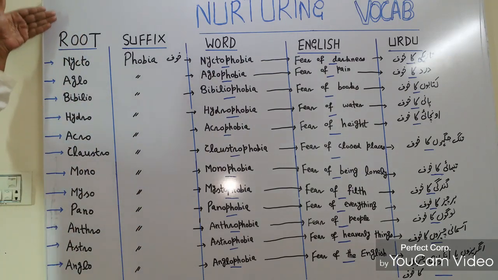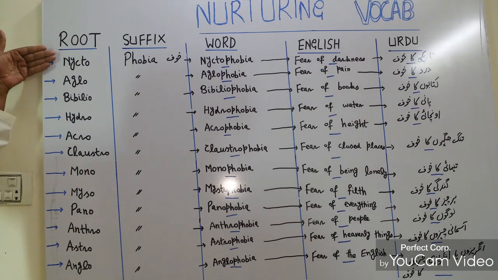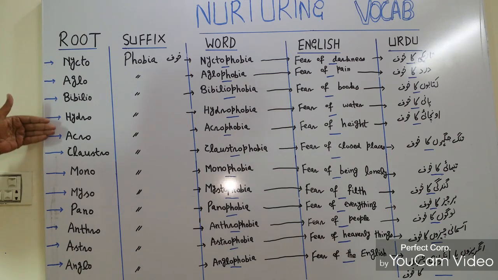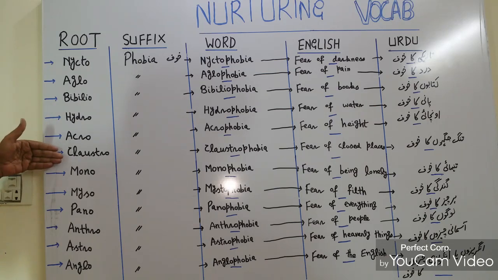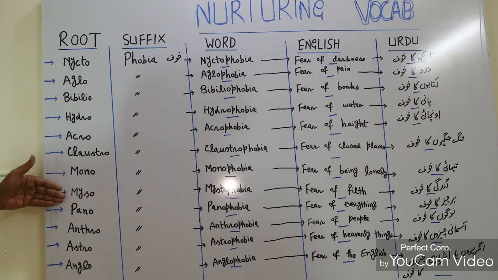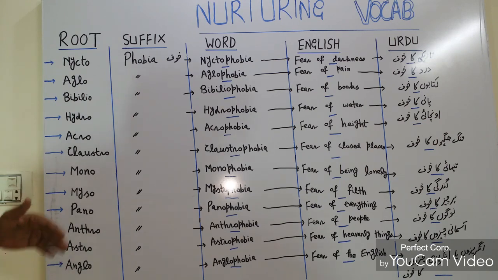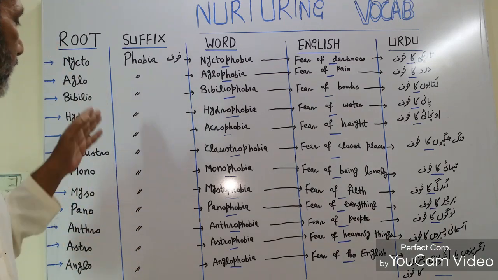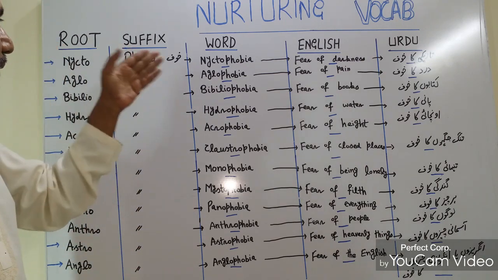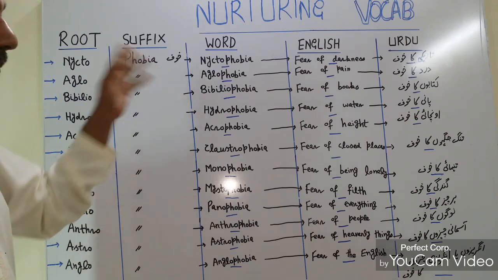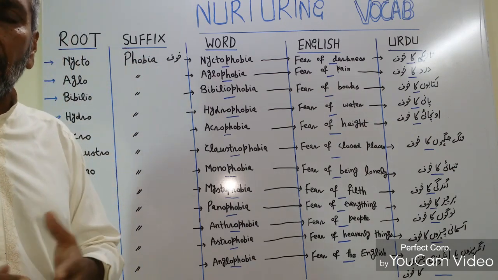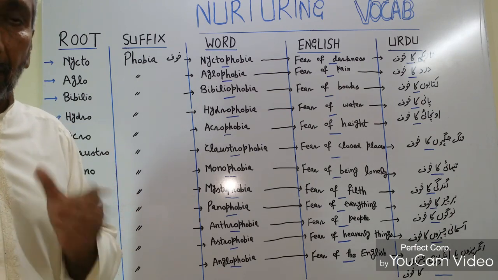So these are different roots like necto, aglo, babylio, hydro, acro, claustro, mono, mesto, pano, anthro, astro, and anglo. It's not something like Japanese, right? These are basically roots. And the suffix with all these roots would be phobia. So phobia, as I think most of you know, stands for fear of something.